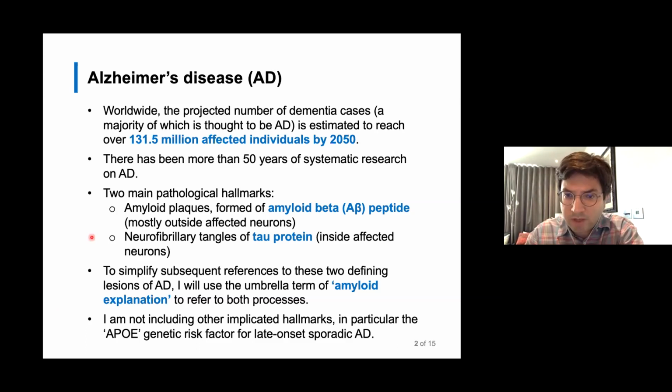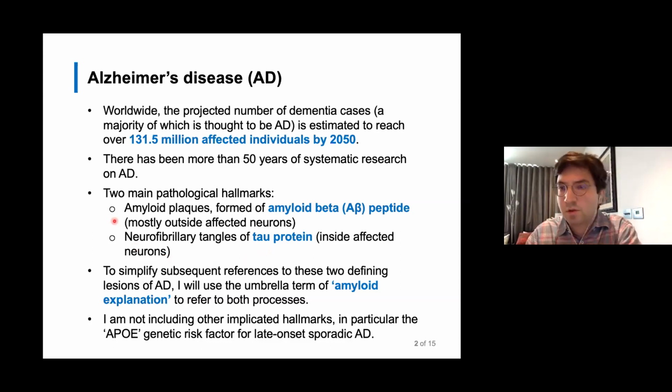In terms of the biology of AD, there are two main pathological hallmarks. One of them is called amyloid plaque, that is an aggregate of a protein or a protein fragment, or actually a peptide called an amyloid beta or A beta peptide. These form mostly outside the affected neurons. The second hallmark is a neurofibrillary tangle that is composed of the tau protein. These occur mostly inside the affected neurons.